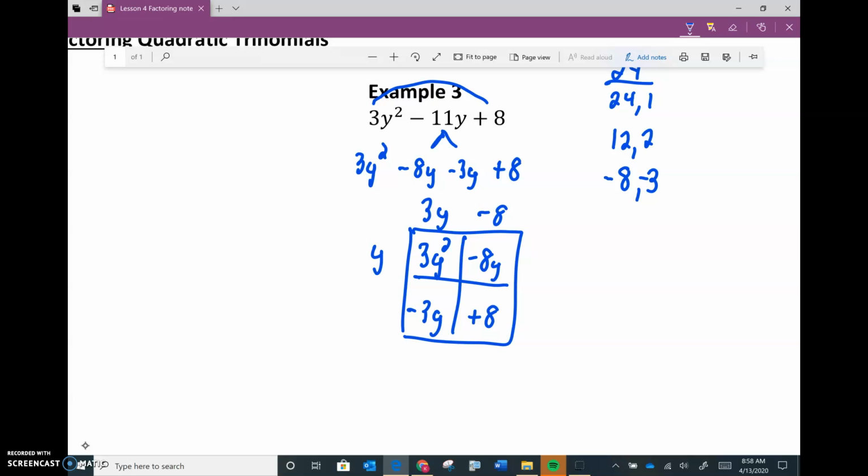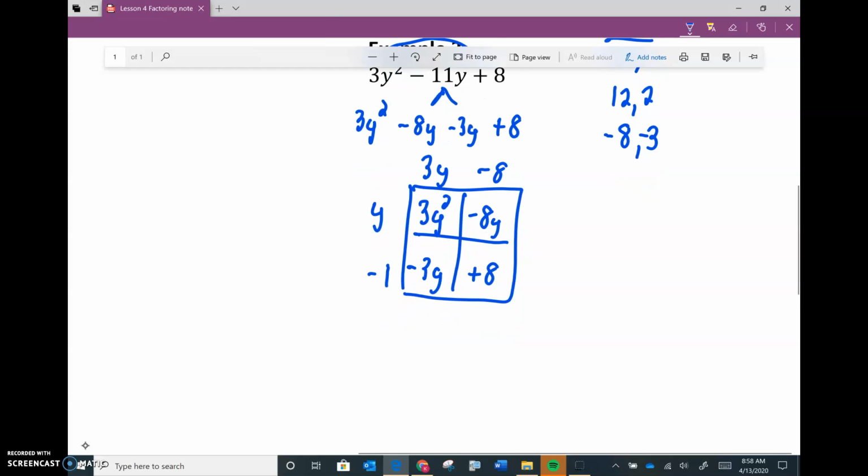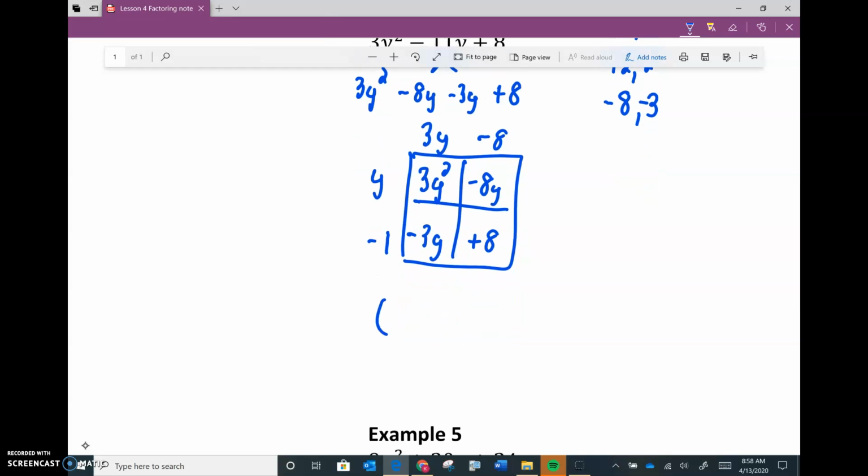And then lastly, negative 1 times 3y would give me negative 3y. And then you can check these last two. Negative 8 times negative 1 does give me a positive 8. So you know that has to be it. There we have it, factored form.